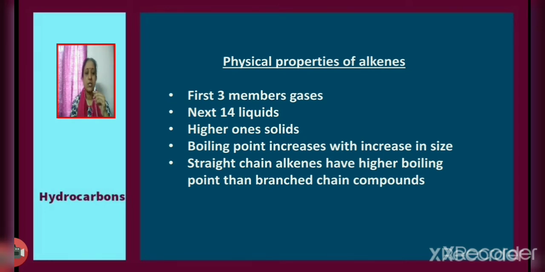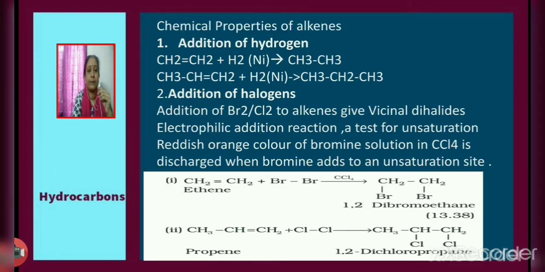This is because straight chain alkenes will have larger surface area, and hence the van der Waals forces of attraction will be higher in straight chain alkenes. So this is the reason why straight chain alkenes have higher boiling point than branched chain alkenes. Next, we shall discuss chemical properties of alkenes, that is, reactions given by alkenes. First one, addition of hydrogen.